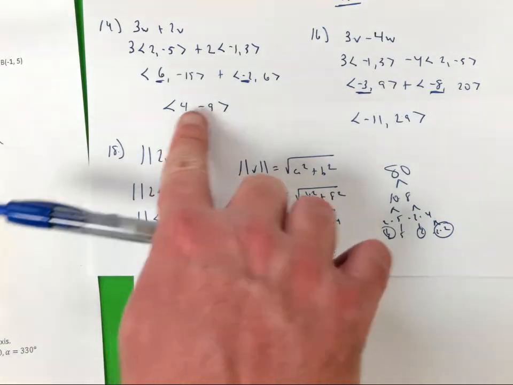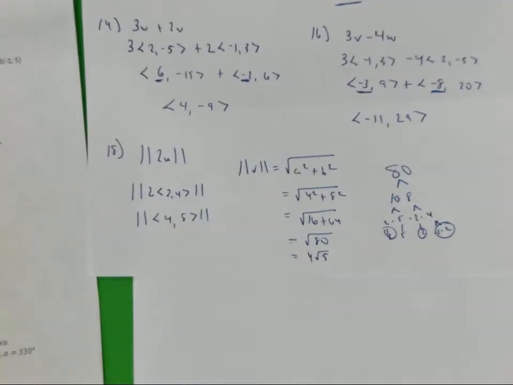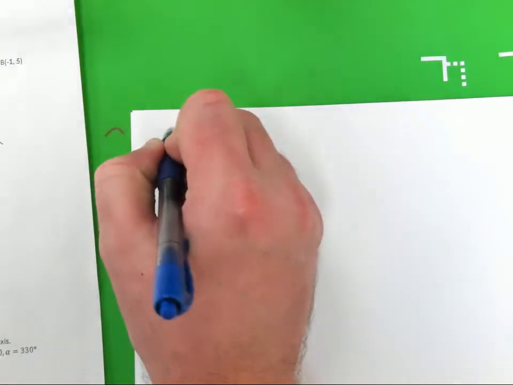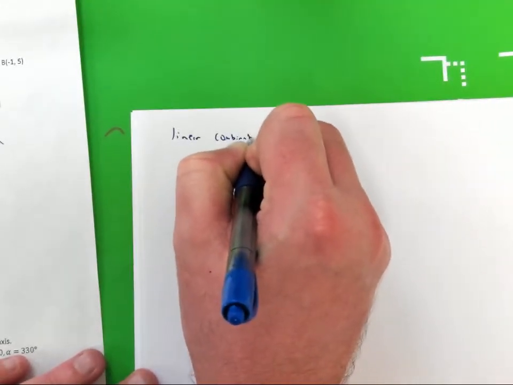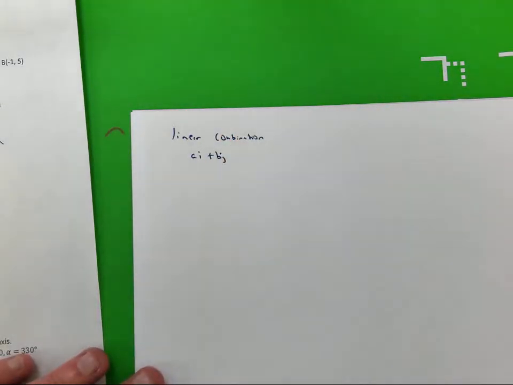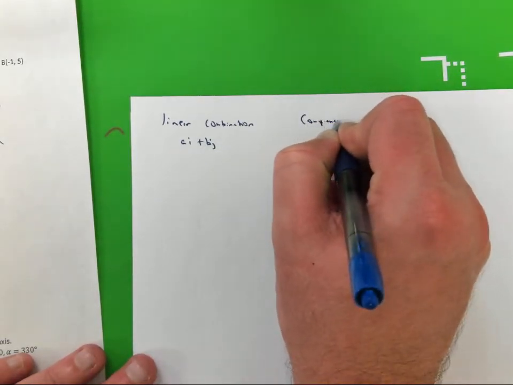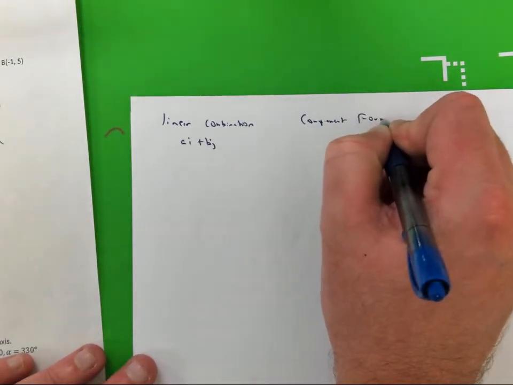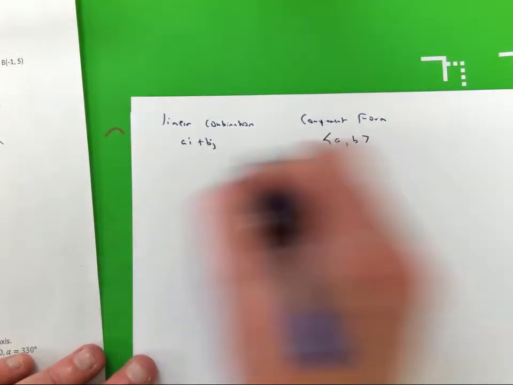Now remember, this is component form. We're about to talk about another form called linear combination. And that is in the form ai plus bj. Okay? Remember, component form is (a, b). These two mean the same.